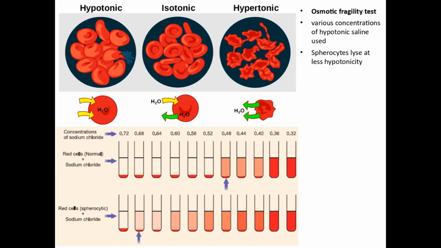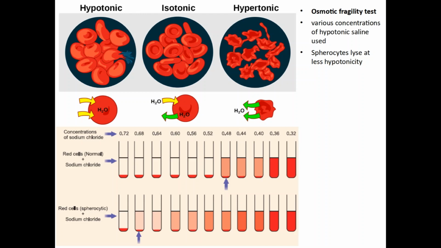An important test in the diagnosis of hereditary spherocytosis is the osmotic fragility test. The principle of this test is that water will move from an area of lower salt concentration to an area with higher salt concentration. That is why if you immerse an RBC in a solution with low salt concentration, water will move from the solution into the RBC, leading to swelling up of the RBC.